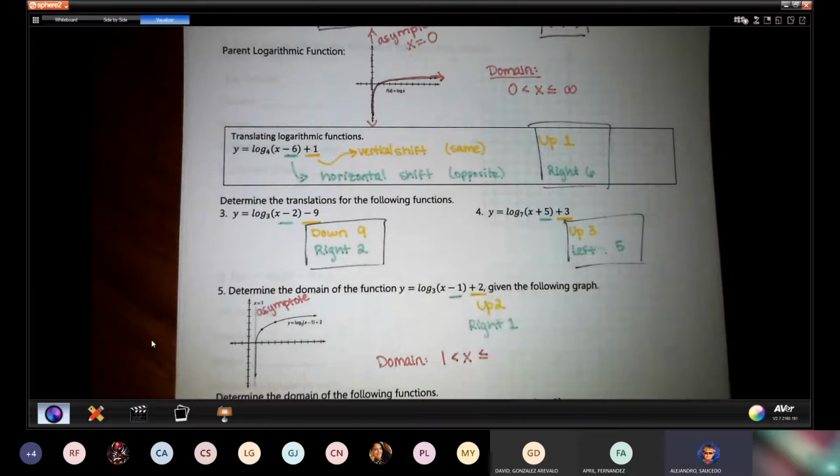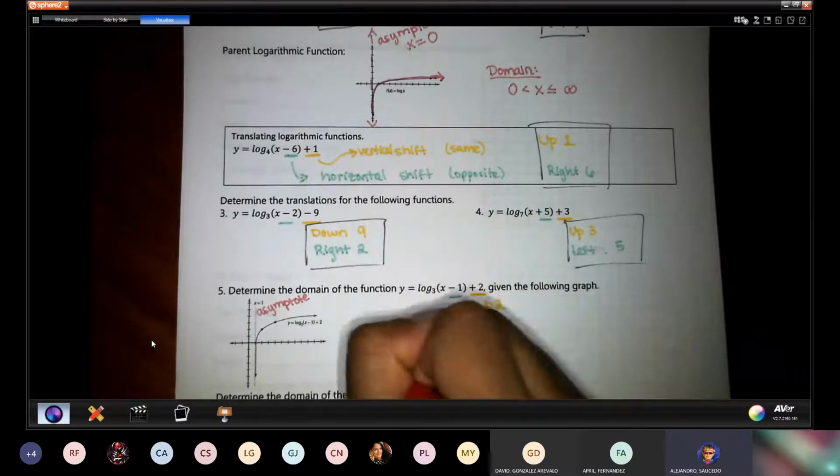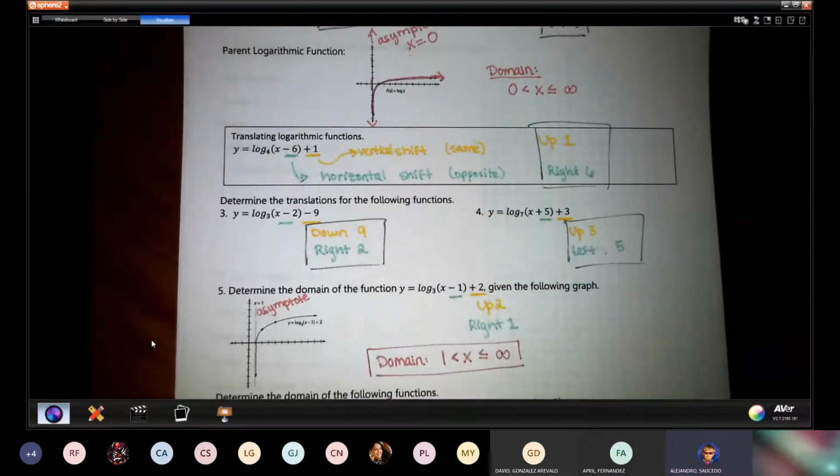Infinity. What kind of infinity? Positive or negative? Positive. You know how I know? Because there's an arrow pointing to it, and arrow means infinity. Okay. So that's your domain. Much easier than the domains we were doing before.